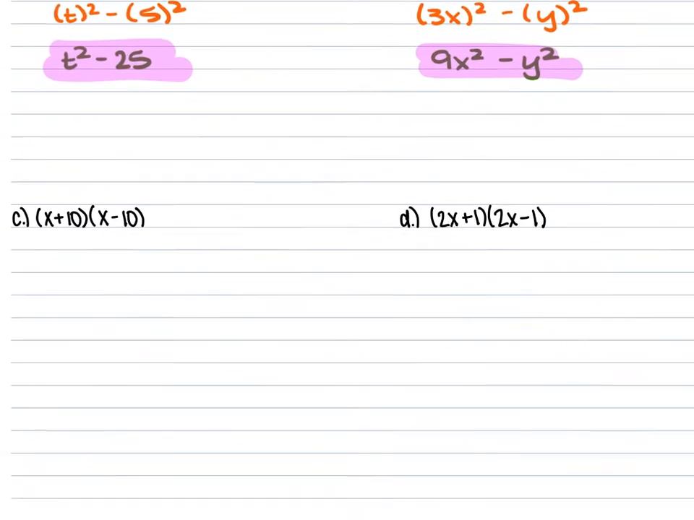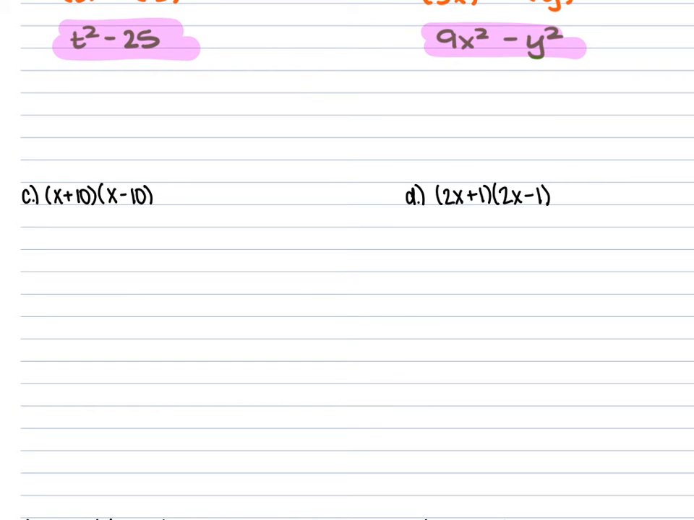For example C, we have x plus 10 times x minus 10. So our a is x, our b is 10. This is going to be using a squared minus b squared. So again, we're going to have x to the second power minus 10 to the second power. So our answer is just going to be x squared minus 100.